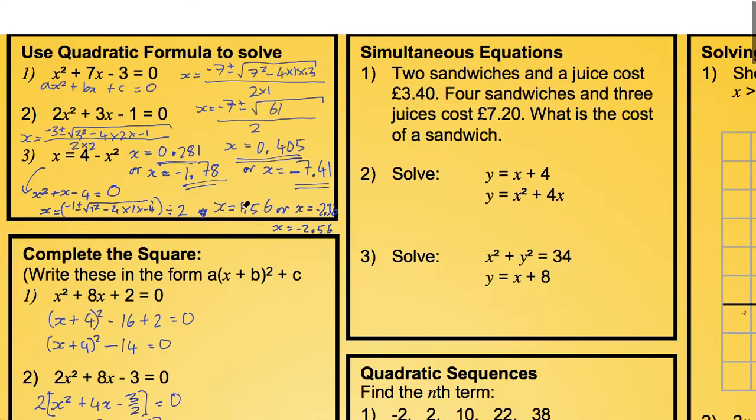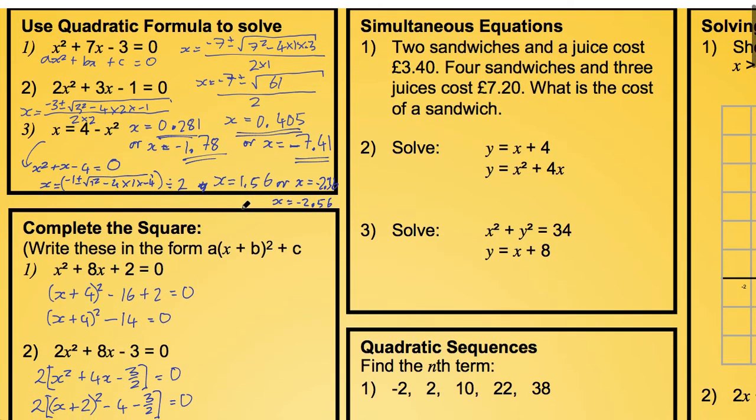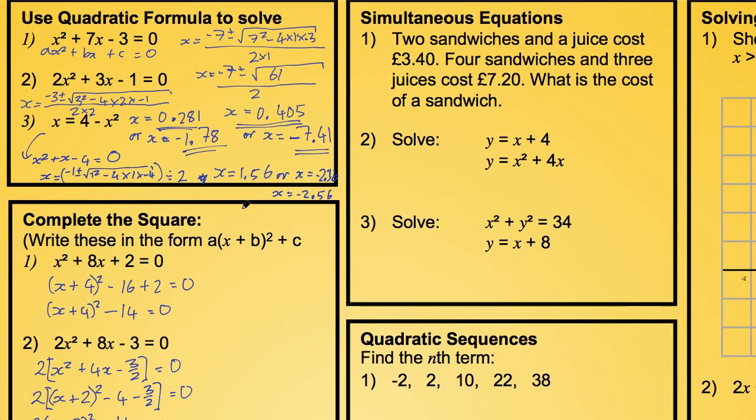Okay, simultaneous equations. First one we have to write our own. So 2 sandwiches, which I'll call S, and a juice, which I'll call J, cost 3.40. 4 sandwiches and 3 juices cost 7.20. What's the cost of a sandwich? So I need to set up my simultaneous equations. I've got 2s plus j equals £3.40. 4 sandwiches and 3 juices cost £7.20.